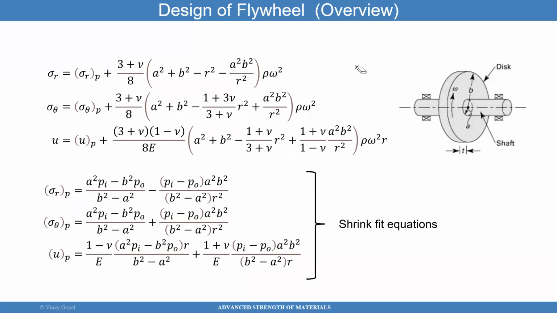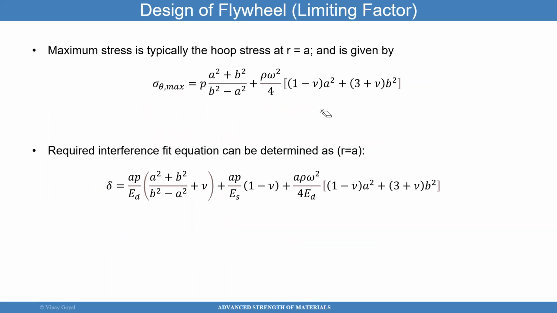In the previous lecture, we covered the design of the overfly wheel. Now, what are the limiting factors? Typically, the max stress is the one that's critical. So you want to look at the hoop stress as one of the ones that you want to look at.